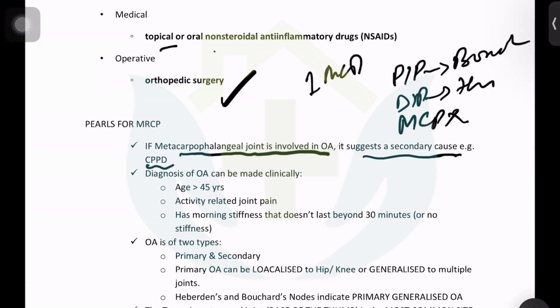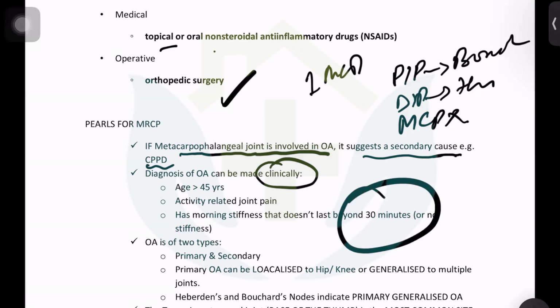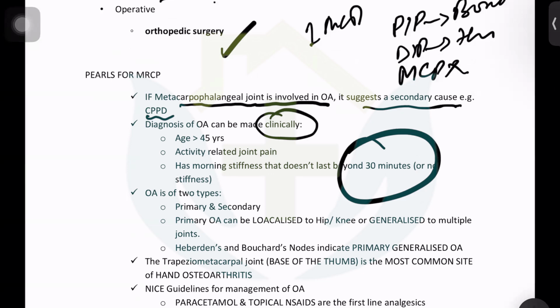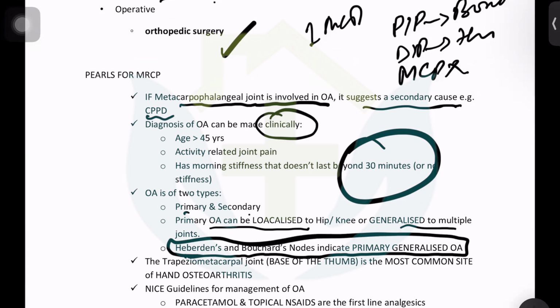This is very important. Second, diagnosis is made clinically: age more than 45, activity-related joint pain, and morning stiffness that is less than 30 minutes. Two types of OA, primary and secondary. Primary can be localized to the hip, and generalized to multiple joints can be there. Heberden's and Bouchard's are indicative of primary generalized osteoarthritis. This is very important in true and false. They will ask you which of the following statements is true. So this will be mentioned there and that is true.